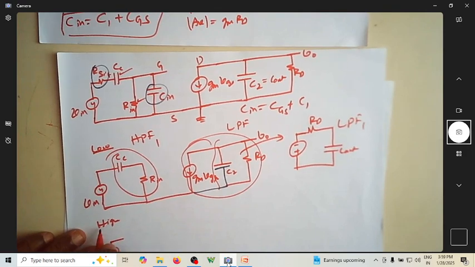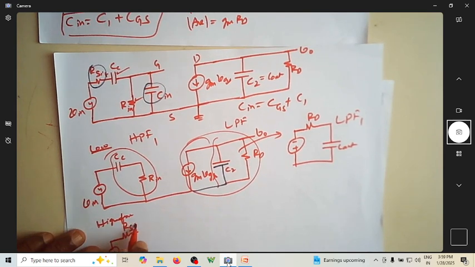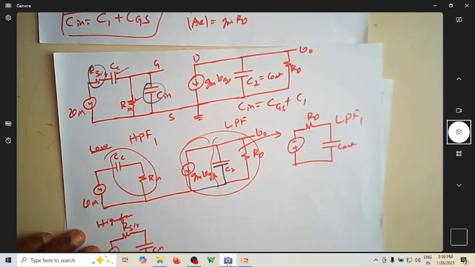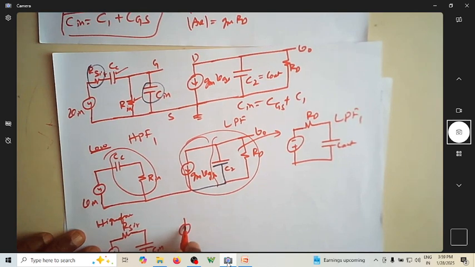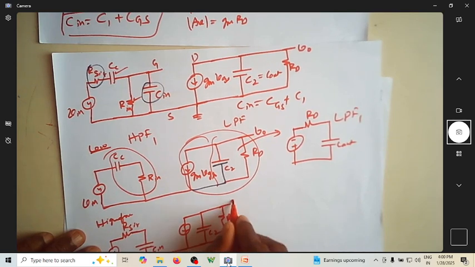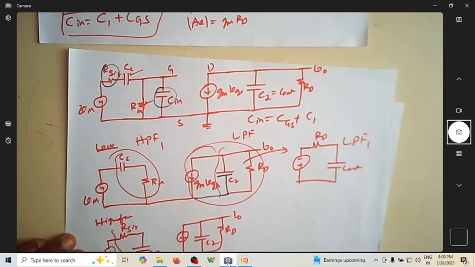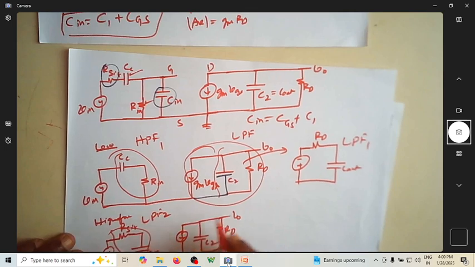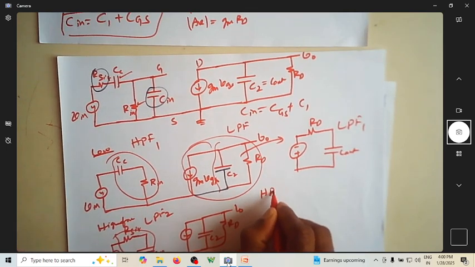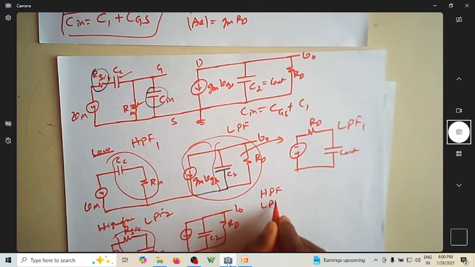And then at higher frequencies, this R signal will be there, and this C in will be there. So this is C in, and of course this will be there whatever the frequency. So this is again RD C2, this is V0. So you have another low pass filter. So actually what you have is one high pass filter, low pass filter 1, low pass filter 2.